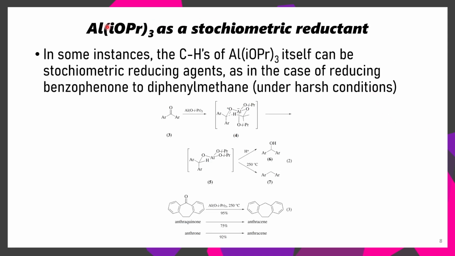Now, earlier I was mentioning that aluminum isopropoxide can also be used as a reductant itself. The way that aluminum isopropoxide works is shown here with benzophenone. Initially, the aluminum isopropoxide forms a tetrahedral complex with the carbonyl of the benzophenone. Next, one of the hydrides from the isopropyl groups is able to migrate over to the benzylic position, along with the liberation of acetone, forming complex 5 as shown here.